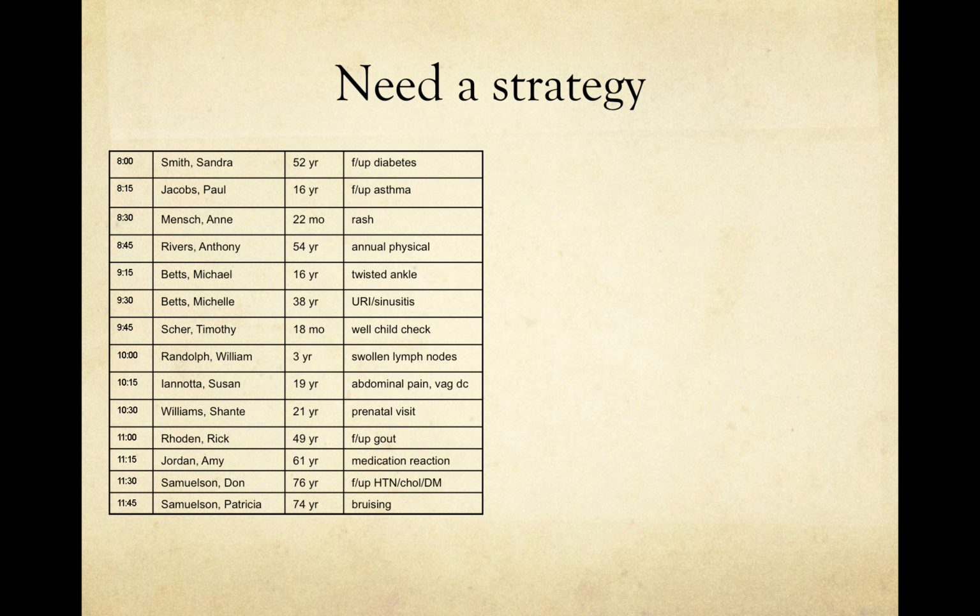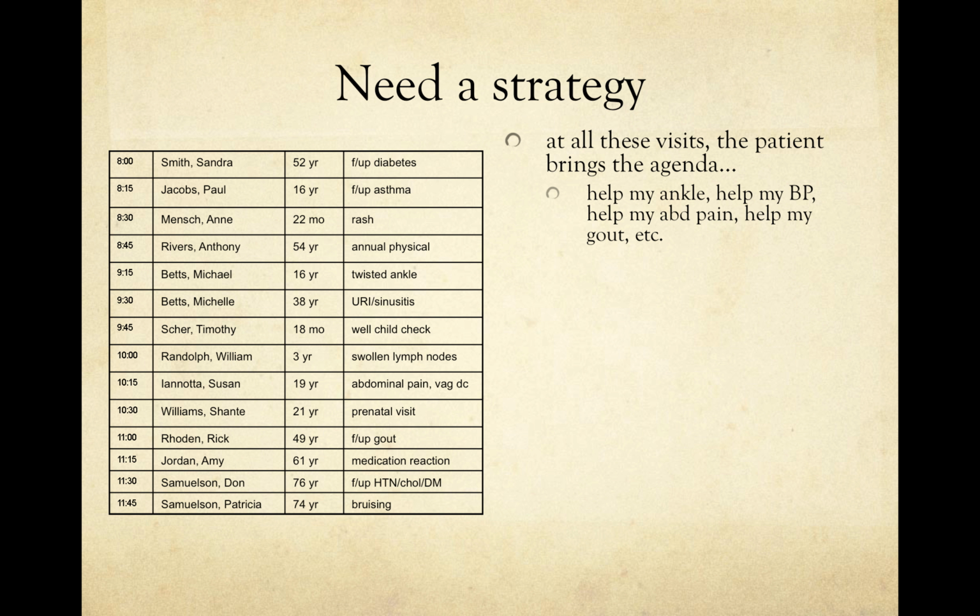If I had a plan, if I understood what was common to all of those kinds of visits. The first thing to observe is that in all these other visits, all of these acute problem visits, the patient brings the agenda, right? The agenda, whether spoken or unspoken, for the patient with the twisted ankle is check out my ankle and help me feel better and heal up from it.